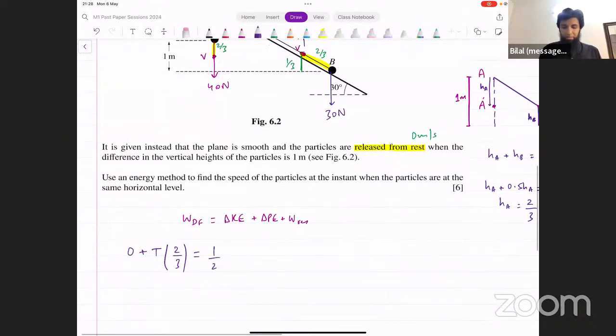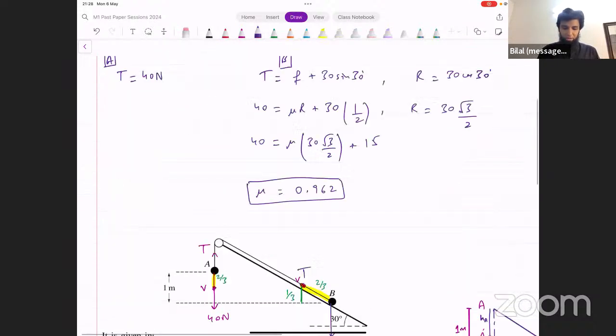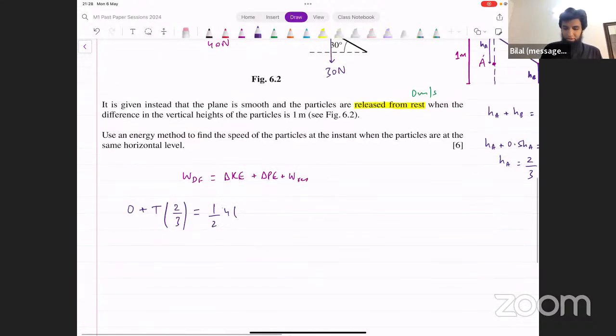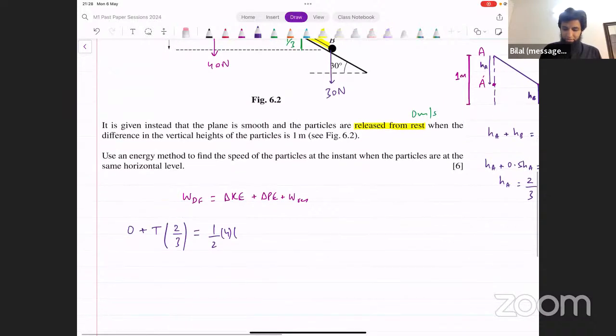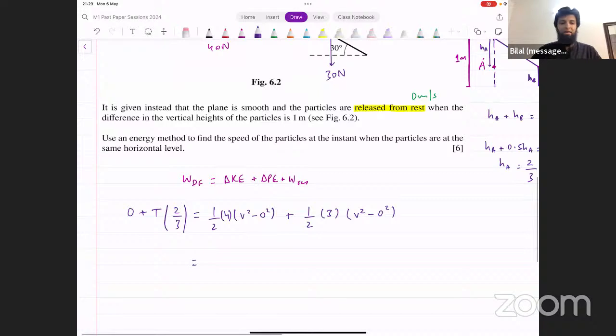Half into M. What's the mass of A? Mass of A was 4 kilograms, right? Into V squared minus 0 squared. Now, for kinetic energy, we could consider them together as well by taking 7 here. But let's just do this separately here. And then you have 1/2 into 3 into V squared minus 0 squared for B. These are the change in kinetic energies for the particles A and B.